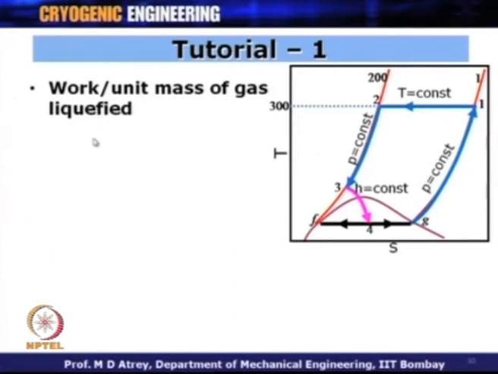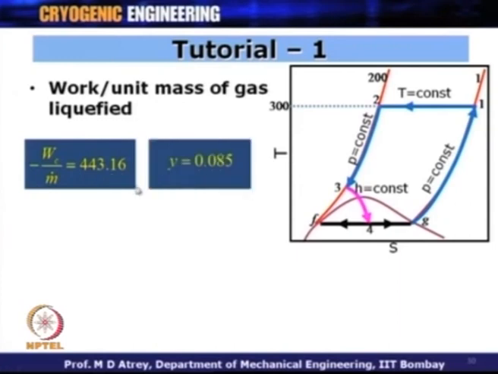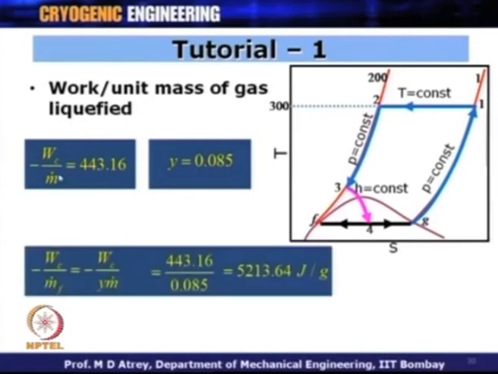Now, the third requirement of the problem is to calculate the work required per unit mass of gas which is liquefied. What we calculated earlier is work per unit mass of gas which is compressed. So, what we have earlier found is minus Wc upon m dot is equal to 443.16 joule per gram, and what we know is y is equal to 0.085. So, using this we can find out the work done per unit mass of gas which is liquefied, which is Wc upon m dot f, equal to minus Wc upon m dot divided by y, or minus Wc upon y into m dot.